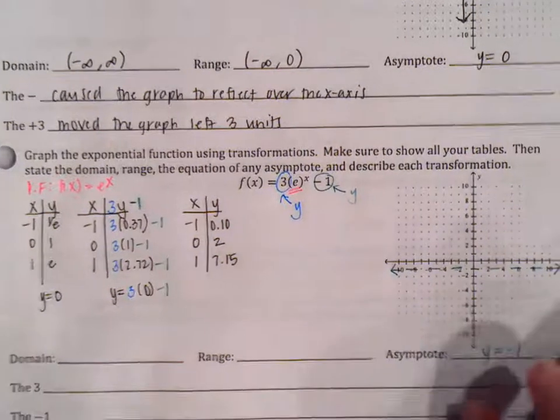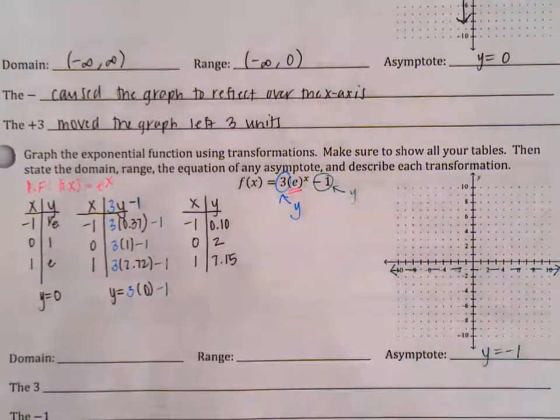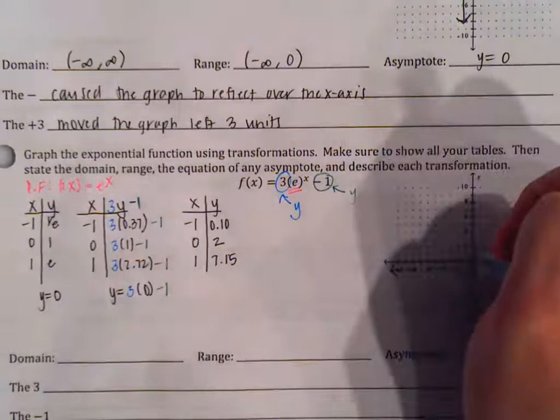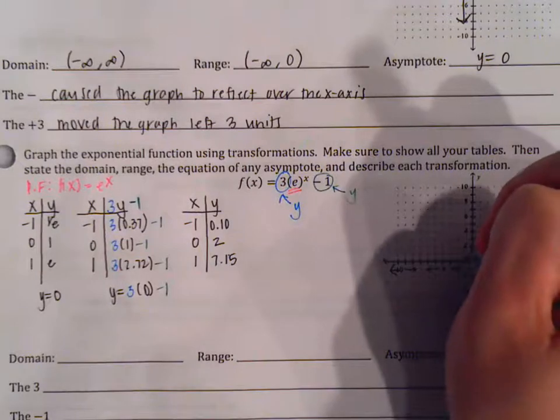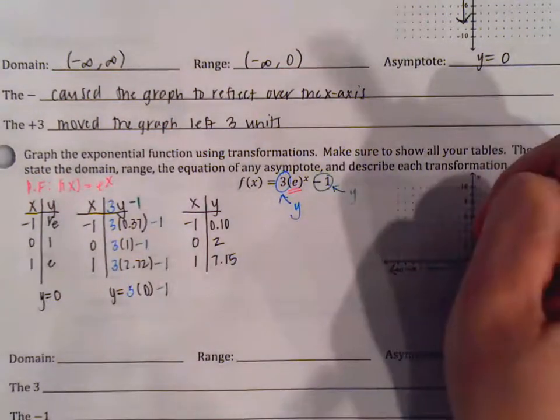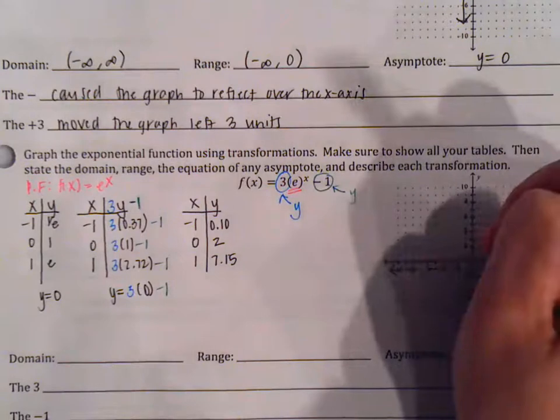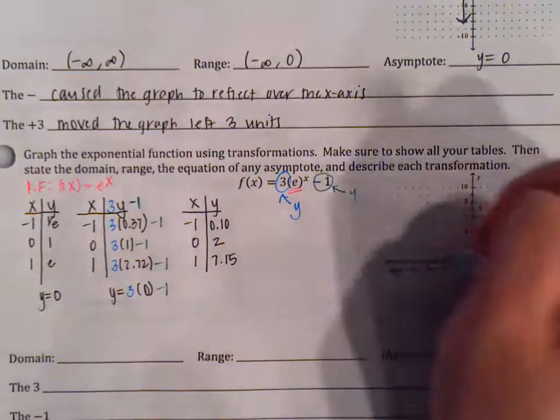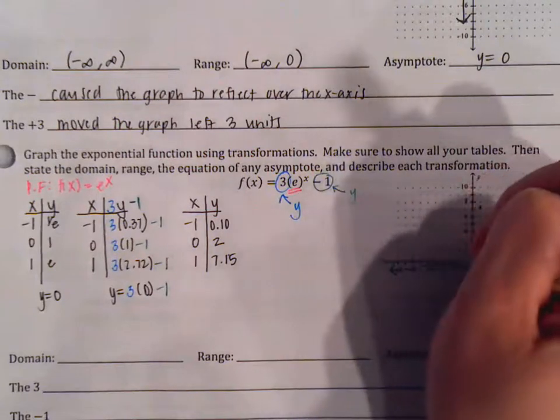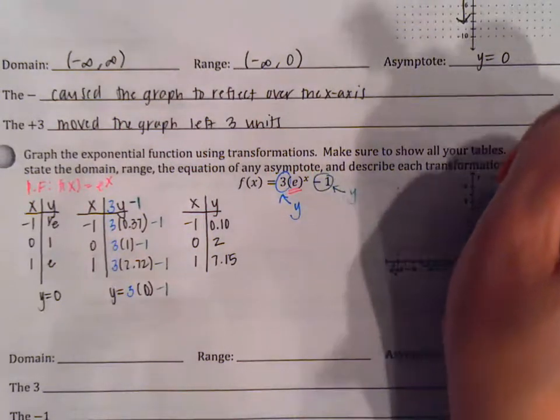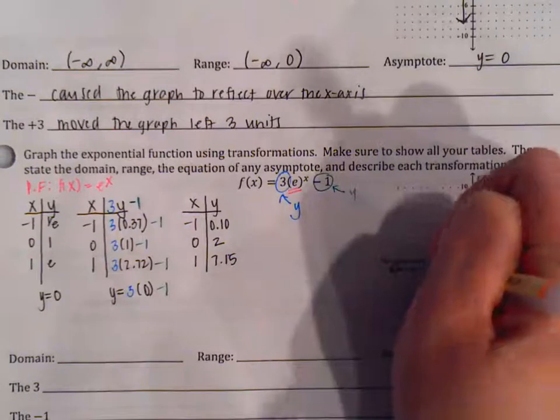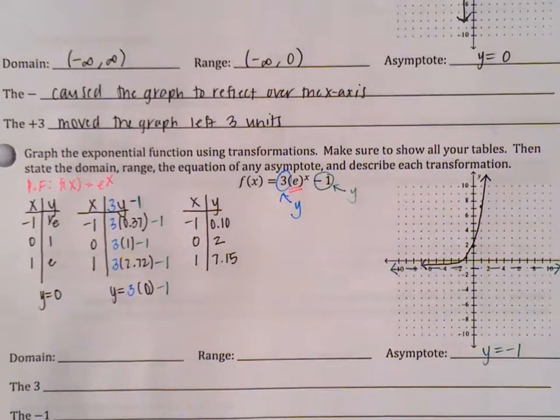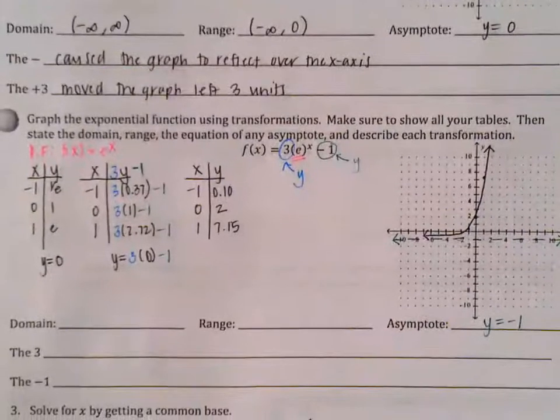And now I can graph my points. So -1 is at 0.10. 0 is at 2. And then 1 is all the way up at 7.15. And so it's this increasing exponential. And that is my final graph. So now I can answer my domain, range, and what everything is.